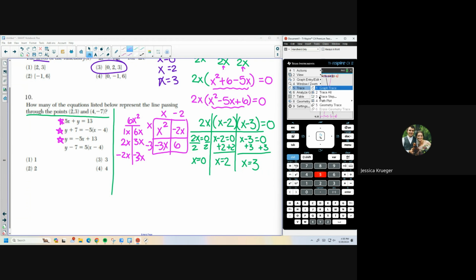And if I go to menu, trace, graph trace, and if I hit my up arrow till I get to relation 4, I can type in 2 and hit enter, and I can see it goes through 2, negative 3, not 2, 3. So it looks like this last one won't work. So how many of them pass through those points? 3 of them do.